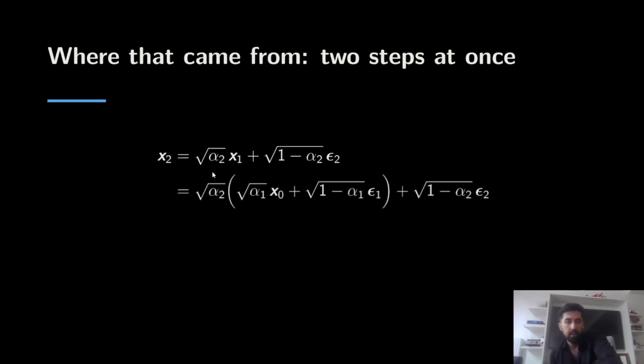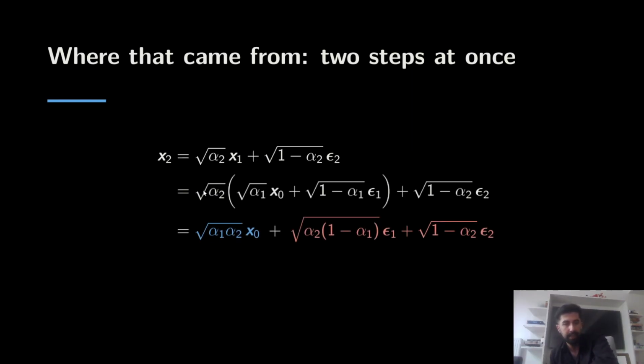Now, substitute x1. x1 is radical alpha 1 x0 plus radical 1 minus alpha 1 epsilon 1. And here we have no x1, so it stays the same. If we expand, we'll get radical alpha 2 alpha 1 x0 plus radical alpha 2 into 1 minus alpha 1 epsilon 1 plus radical 1 minus alpha 2 epsilon 2. However, epsilon 2 and epsilon 1 are both normal distributions, so they're the same actually. They're just epsilon, which is a standard normal.